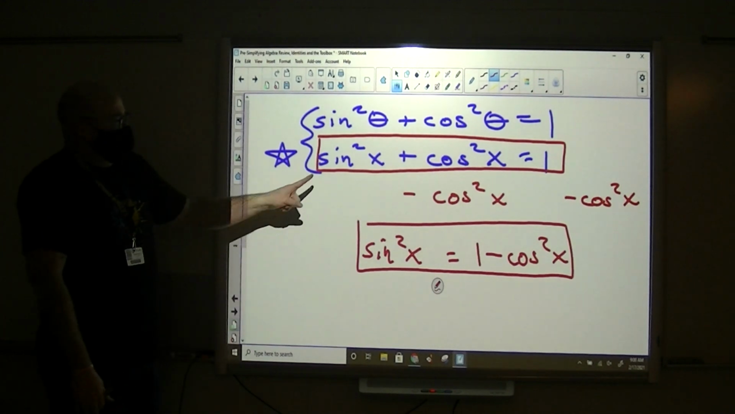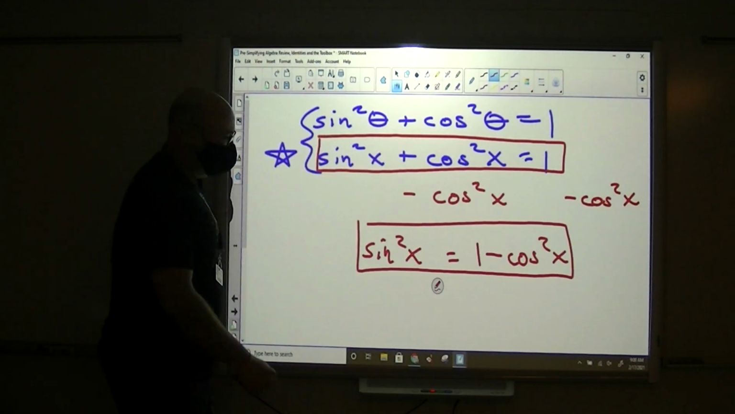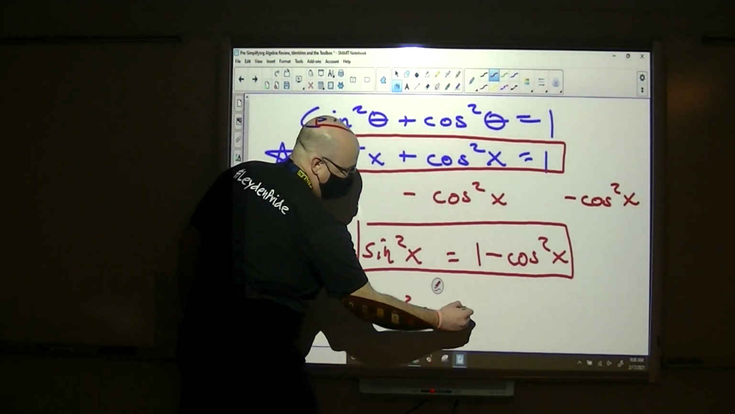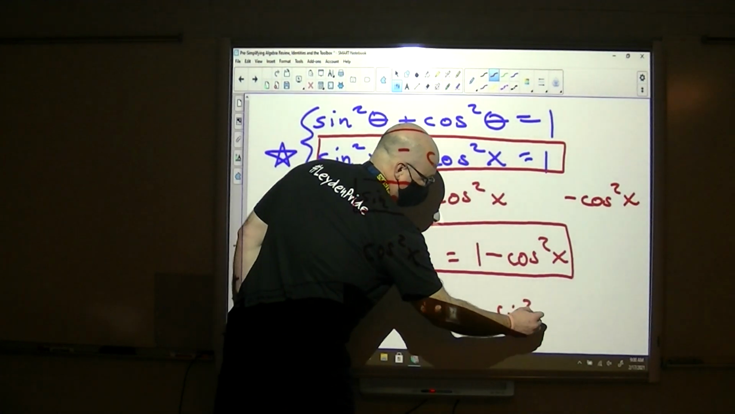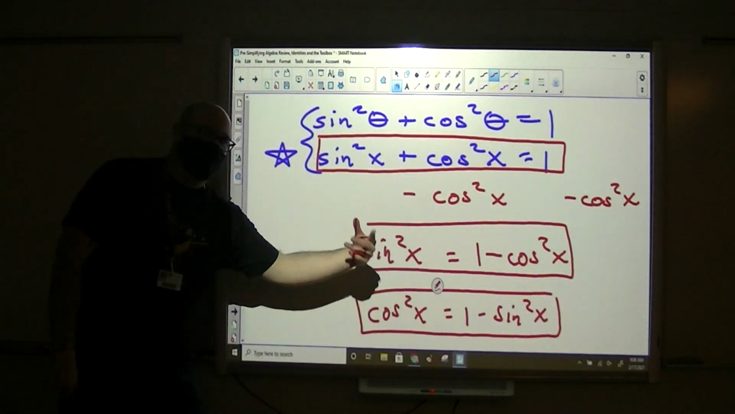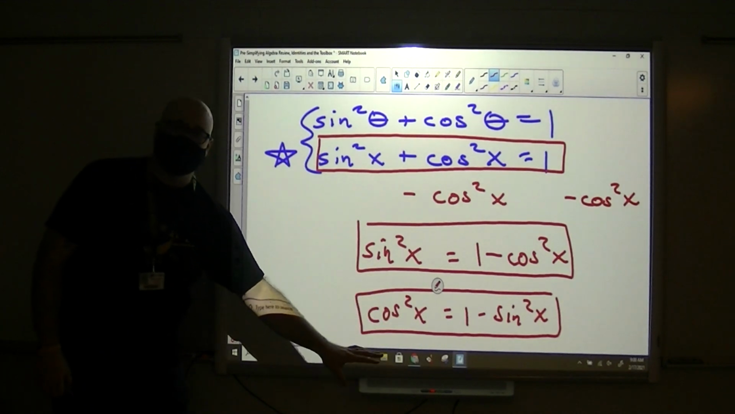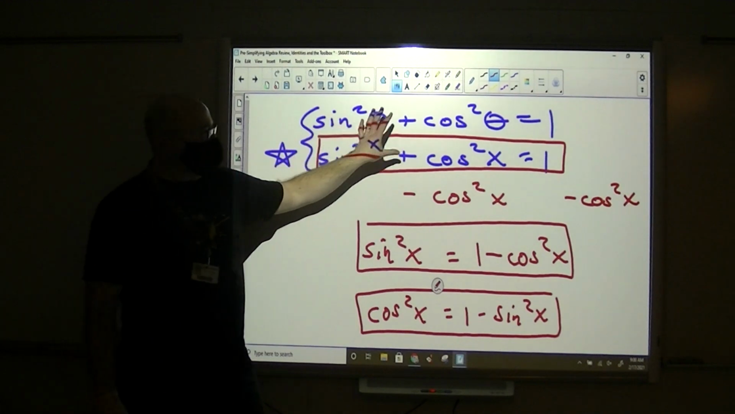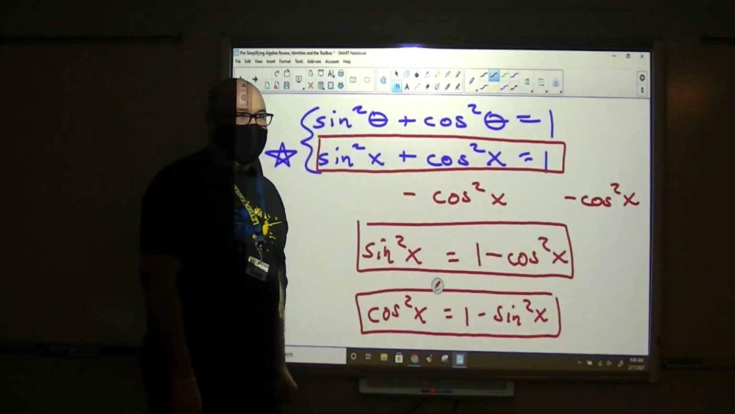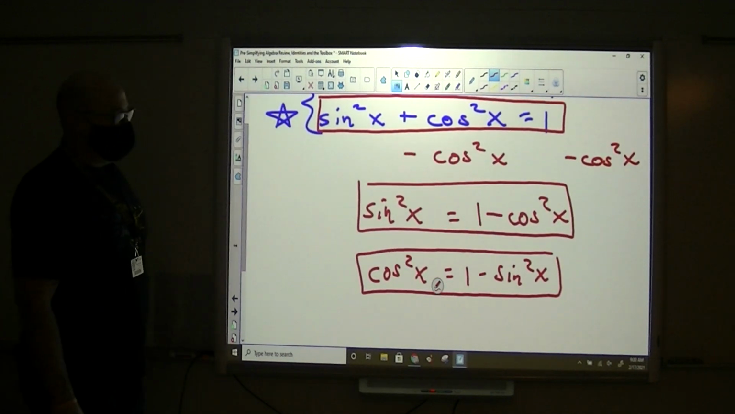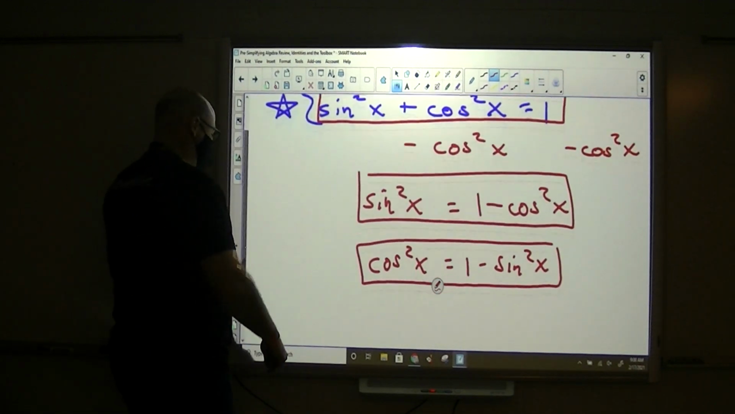And I could do the same thing. I could subtract sine squared to the other side and have a statement that says cosine squared x equals 1 minus sine squared x. I could keep writing more and more of these. Just understand that when we start with this, we can move pieces to the other side. One more quick one, and I don't want to overwhelm you right off the bat, but stay with me.